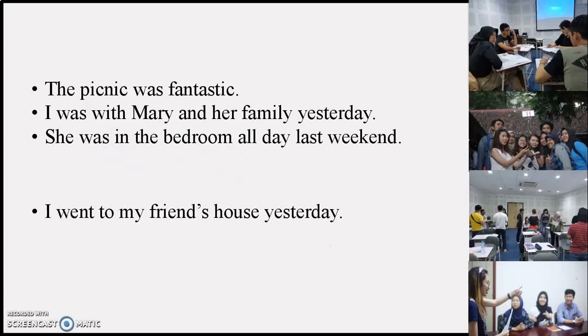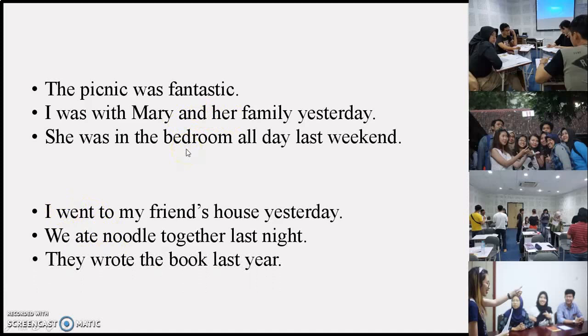What about the verb? How can we find it? I went to my friend's house yesterday. Where is the verb? Exactly. Went. We ate noodle together last night. Where is the verb? Ate. From the verb eat. We change it into ate because it is past tense. Last one. They wrote the book last year. Where is the past verb form? It is wrote. From the verb write. Very good. Excellent.